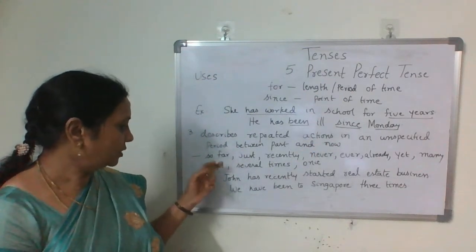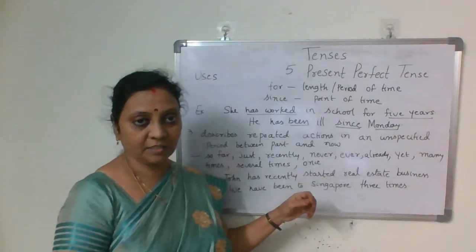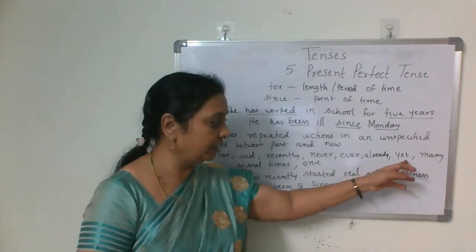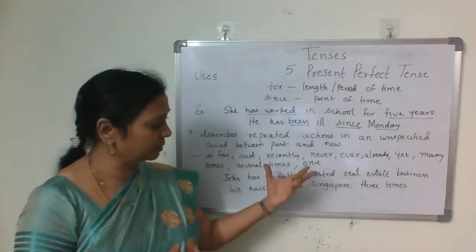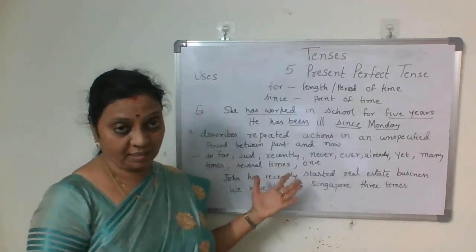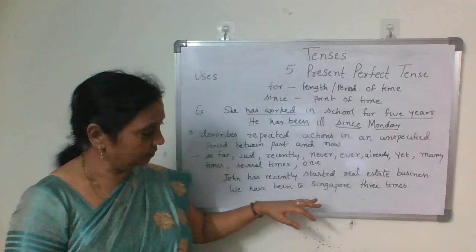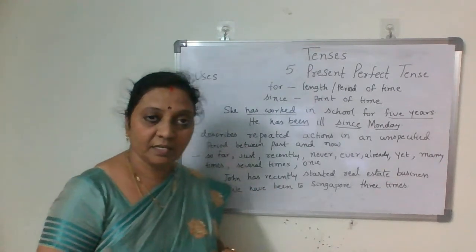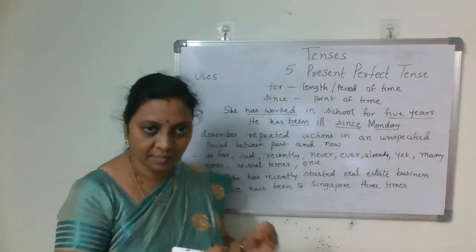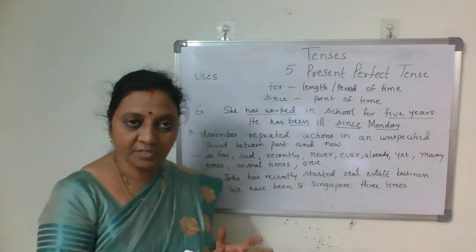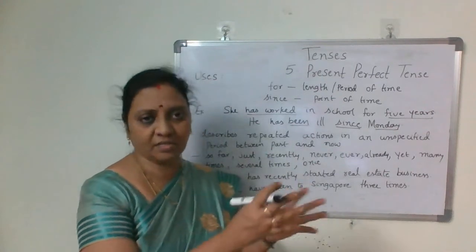Then here we can use expressions like so far, just, recently, never, ever, already, yet, many times, several times, once, twice, three times, four times. You can use all these adverbs of time and frequency in this tense. For example, John has recently started a real estate business. He has just arrived. He has just come to the class.